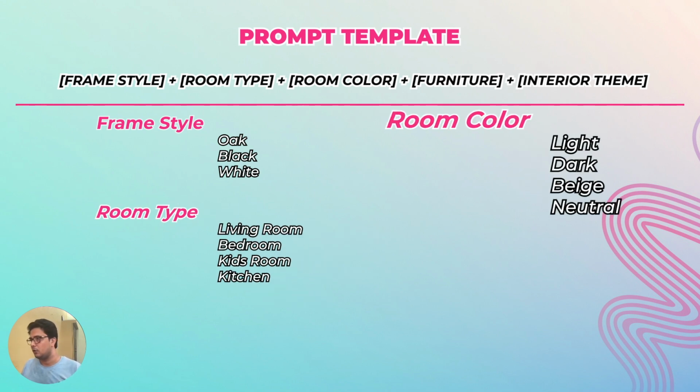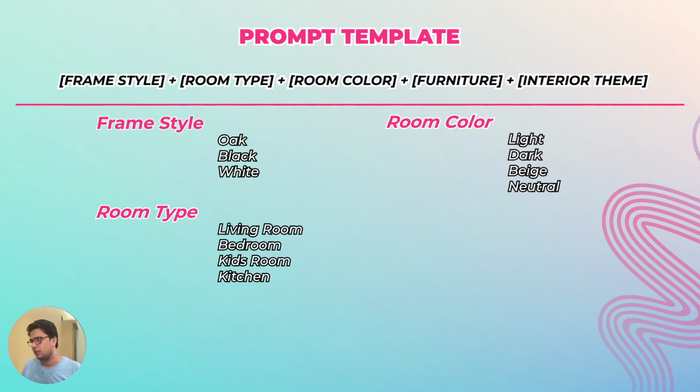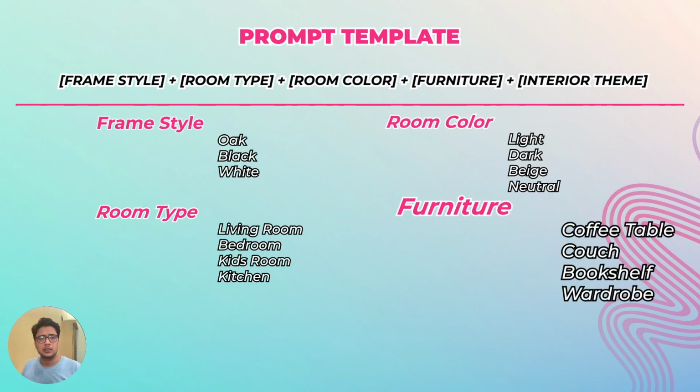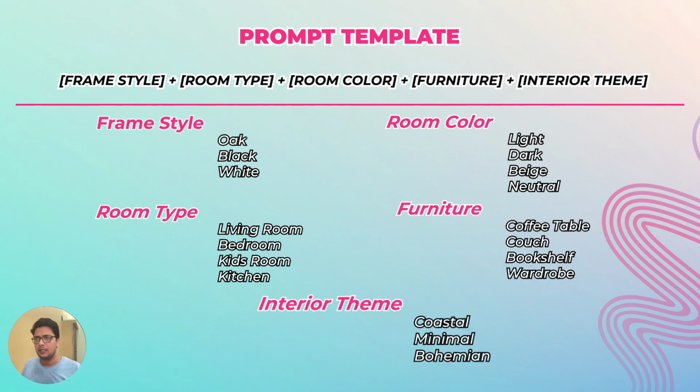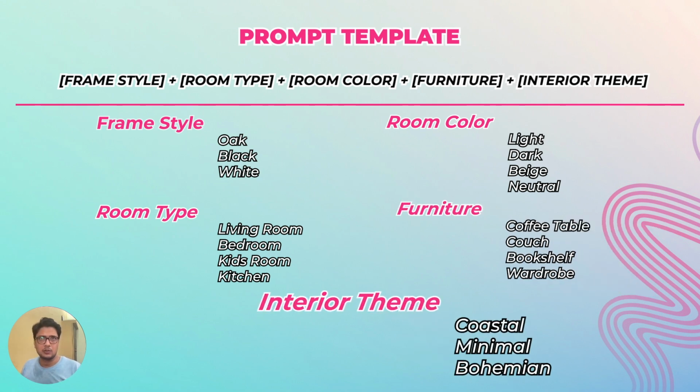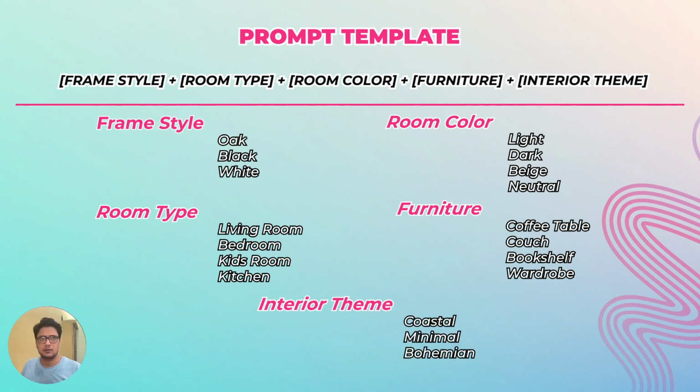Then we have room color. So you can control this aspect: light, dark, beige, neutral, or any other color you may fit. Then, do you want any furniture to be placed into that Wallart image? So you can provide that. And finally, we have interior theme. So there are different interior styles that you can provide, maybe bohemian, French provincial, or maybe minimal or something else. So this is the simple prompt template that we'll provide in Midjourney and see what it generates for us.